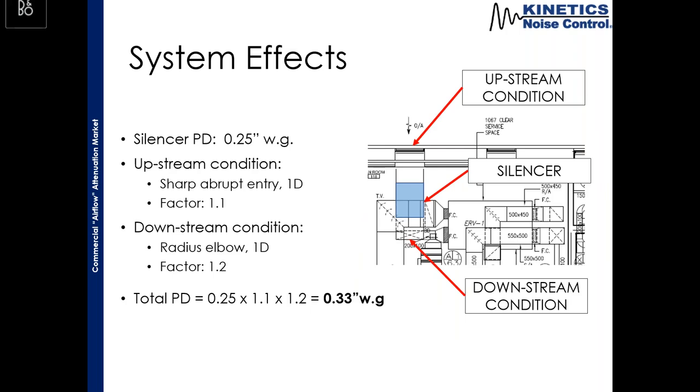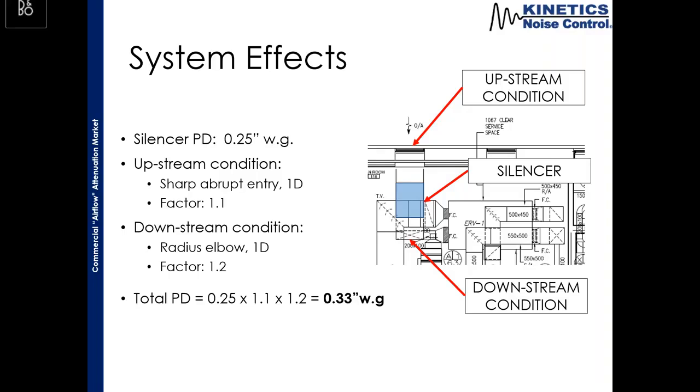And here's an example. So in that image on the right, there's a blue box there. That's a silencer, and that's serving the outside air for a unit. Our upstream condition, we have a louver that's pulling in outside air. We're going to consider that a sharp, abrupt entry, about 1 duct diameter from the silencer.